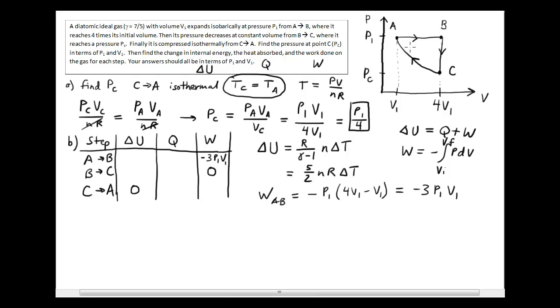All right, we're on a roll now. How about for step A to B, let's look at delta U. Delta U, A to B, we now know how to write this down.